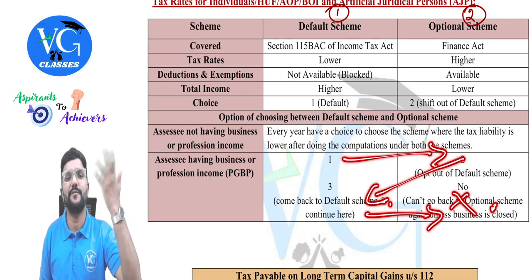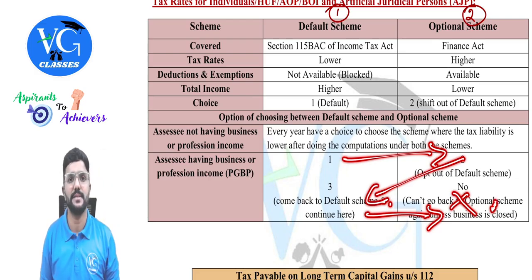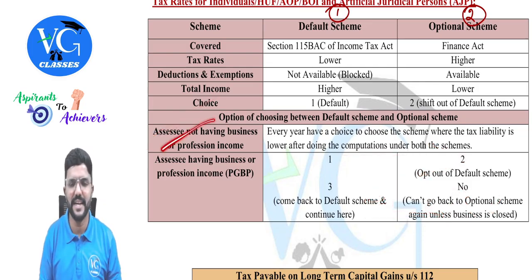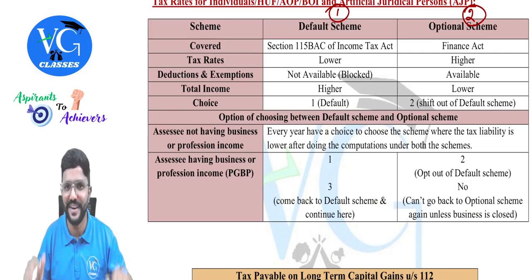Sir, what if after 5 or 10 years he is shutting down his business? He doesn't have any income under the head PGBP. Now, does he have the freedom to go back? Yes, because he will fall under this category. When the assessee is falling in this category, he is a free bird, as I already told you.